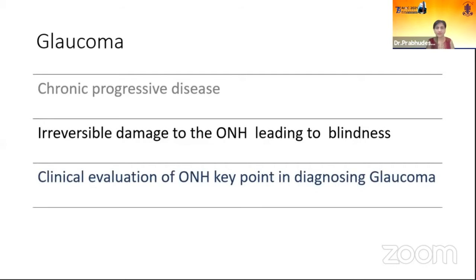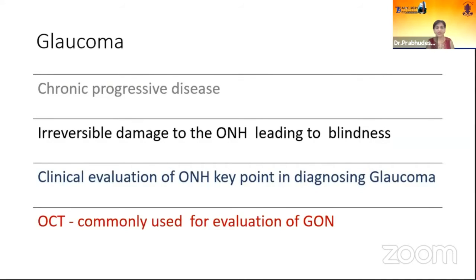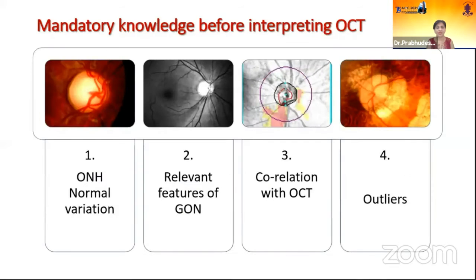Glaucoma, we know, is a chronic progressive disease. There is irreversible damage to the optic nerve head, which leads to blindness. Hence, clinical evaluation of ONH is a key point in diagnosing glaucoma. And nowadays, OCT is commonly used for evaluation of glaucomatous optic neuropathy. We should have mandatory knowledge before interpreting any OCT, and that is optic nerve head normal variation, relevant features of glaucomatous optic neuropathy, correlation with OCT, and outliers if there are any.